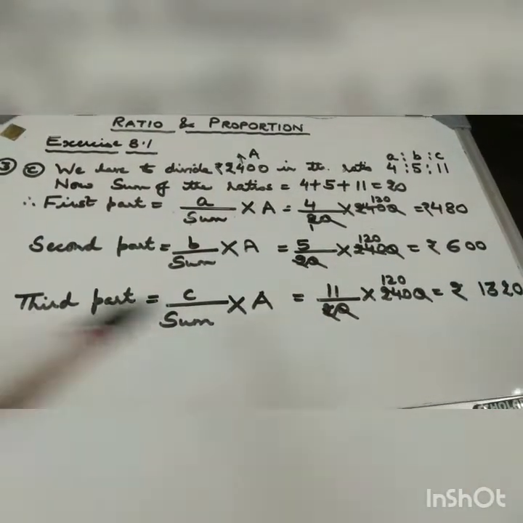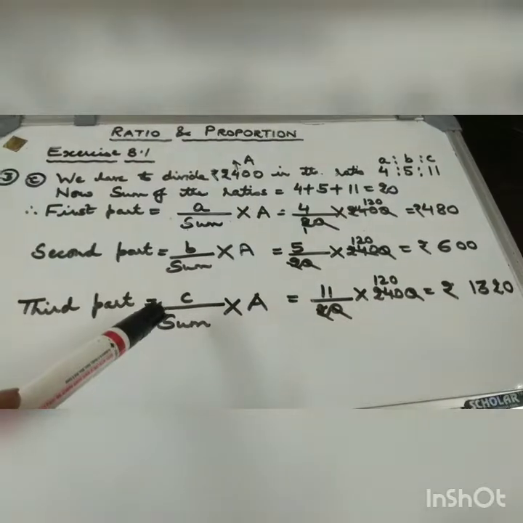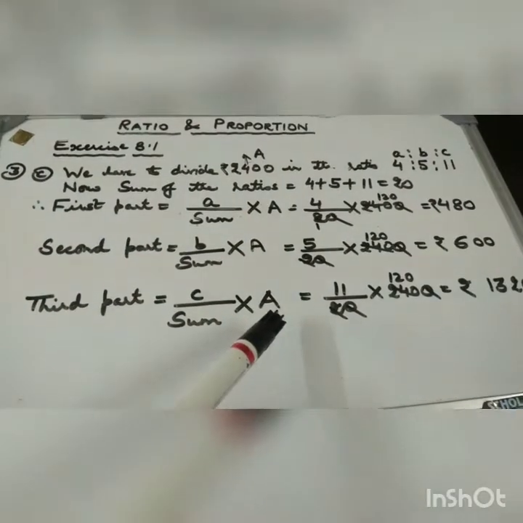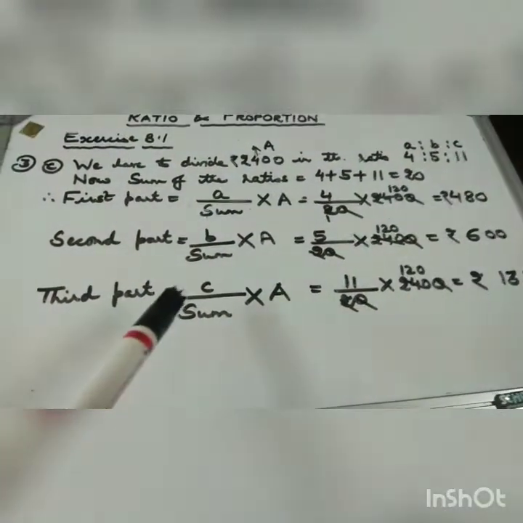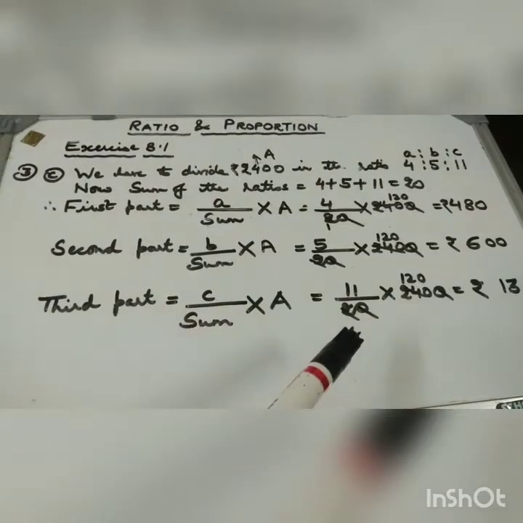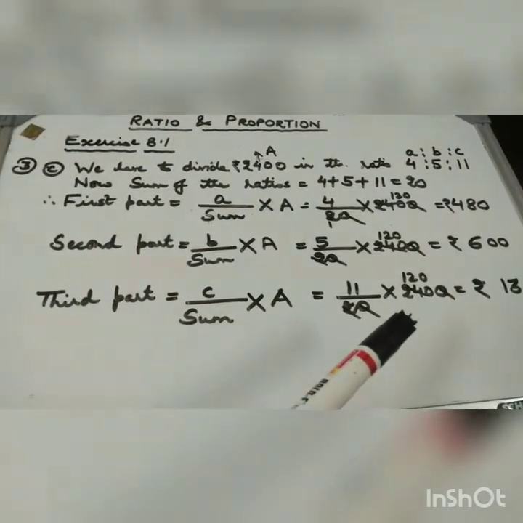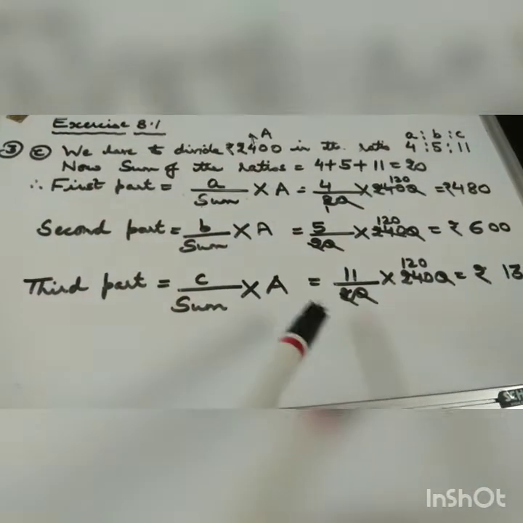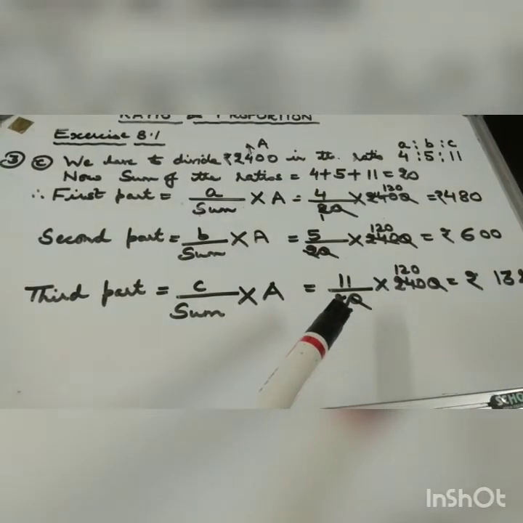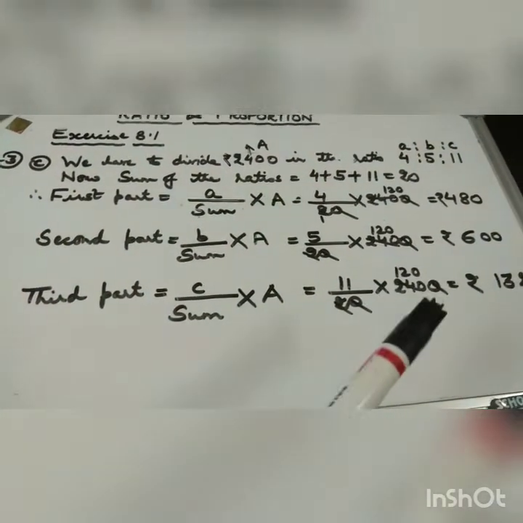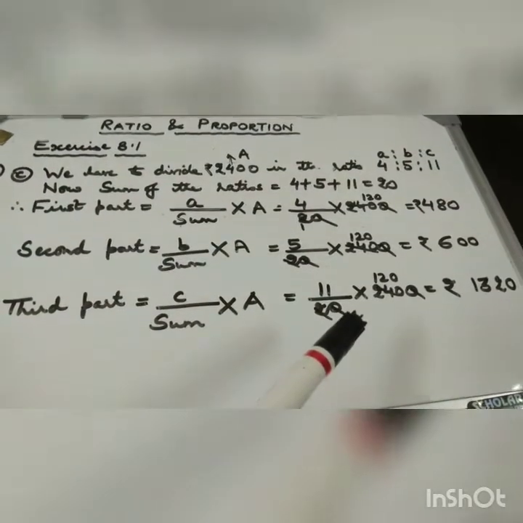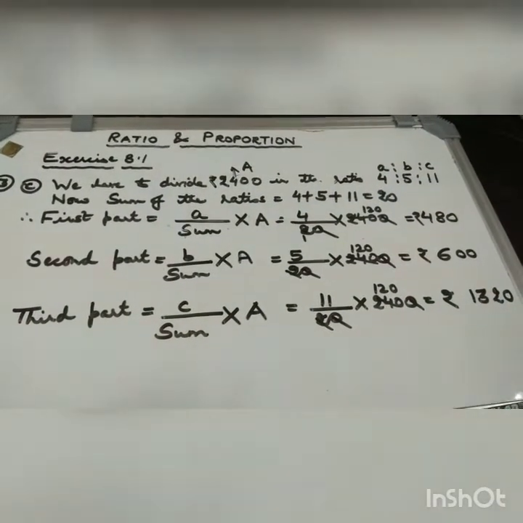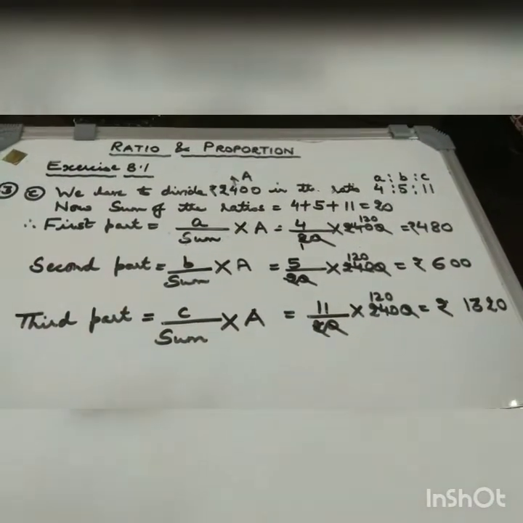Now comes the third part. Now for the third part, the formula will be C upon sum of the ratio into A. C is this. So C is equal to 11 upon 20 into A. A is 2400, we all know. Now again, 0 gets cancelled, and 240 will be cancelled by 2, giving you 120. And now 11 into 120 you multiply orally, you will get 1320. That is rupees 1320.